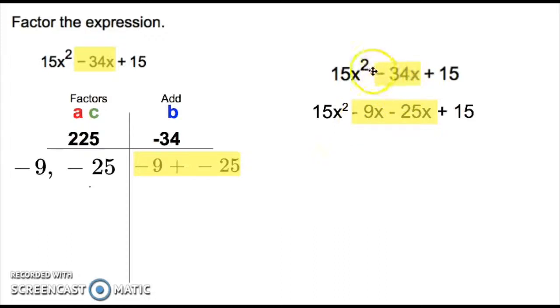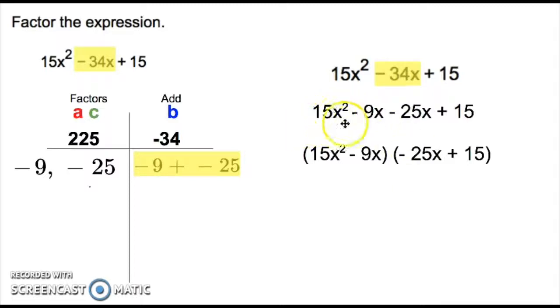So now I'm going to rewrite my middle term with negative 9x minus 25x, because that gives me negative 34. Now I'm going to write my parentheses around each pair. Put it around these two and put it around these two. Now I'm going to look for my GCF of each pair.